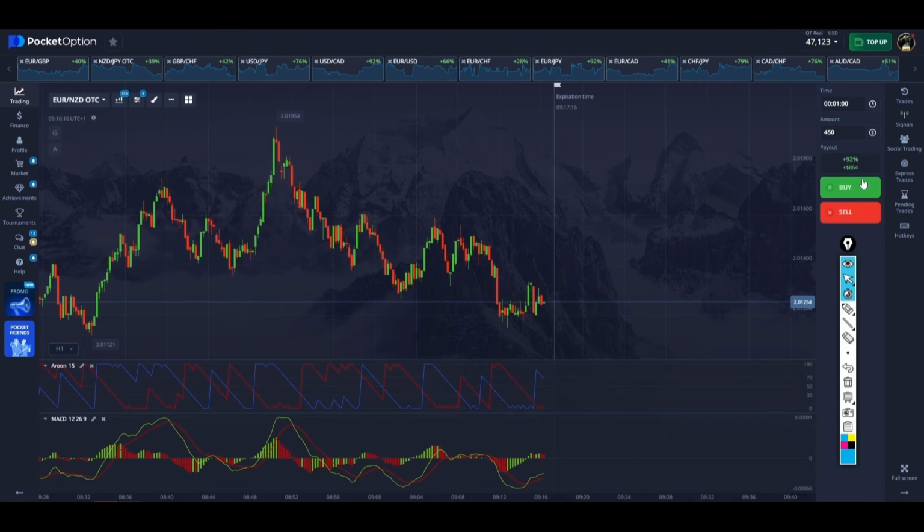Didn't take long to find this setup. It showed up pretty quickly. We're looking at the Euro New Zealand dollar currency pair. There's a MACD crossover and I can also see buyer dominance. So I think we've got a good chance to work this buy trade. Let's watch how this option plays out.